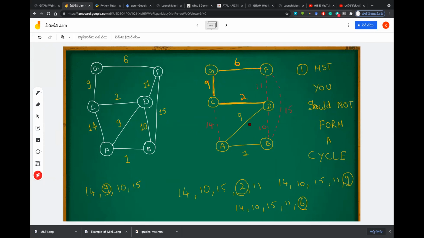You can say, sir, why can't I take these two? But this forms a cycle. So any one thing you have to choose. For that choosing, you can take either this path or this path, but most preferably, if you are at B, try to choose this path. That's what I suggest.